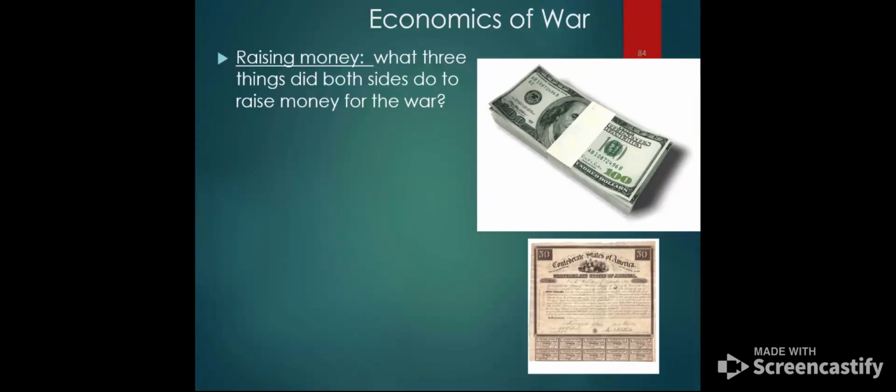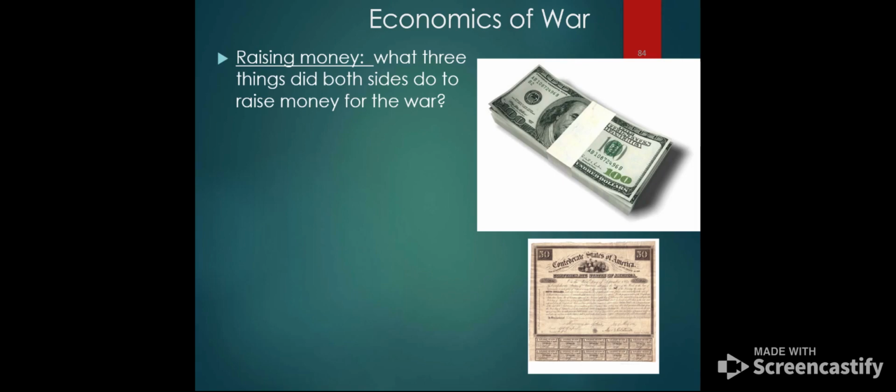Economics for war or of war. One of the issues both sides had at the beginning of the war is they need millions and millions of dollars. Wars are expensive. You have to pay your soldiers. You have to buy their equipment. You have to feed them, transportation, things like that. So we'll see that both sides did three different things to raise more money for the war.